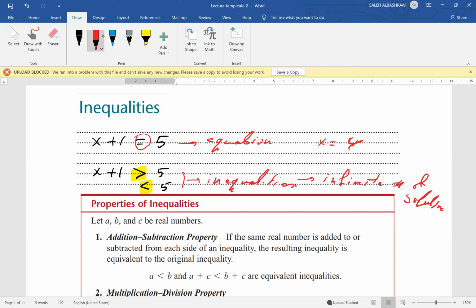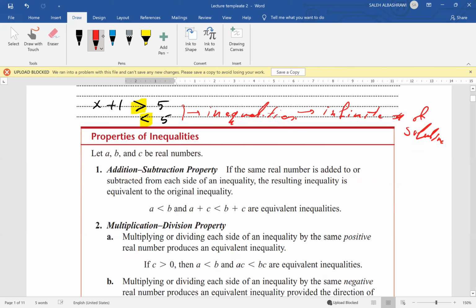For the properties of the inequalities, suppose that we have A, B, and C are real numbers, then the addition subtraction property. If I have A less than B, then A plus C is less than B plus C. If we are adding or subtracting the same quantity to the left-hand side and the right-hand side, then the sign of the inequality will remain the same. So A less than B, this will give me A plus C is less than B plus C.